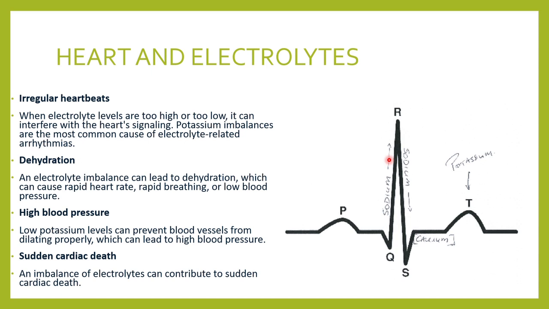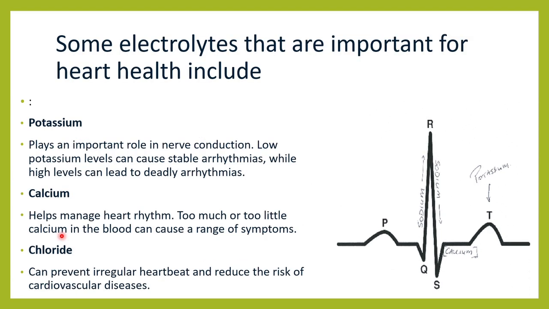Dehydration and electrolyte imbalance: whenever there is dehydration, the patient is having severe vomiting, the electrolyte imbalance will cause the heart to beat very fast, there is rapid breathing and the blood pressure will drop. The low potassium level will prevent the blood vessels from dilating, so the pressure of the blood will rise, so there might be increased BP. Sudden cardiac death can happen because of this imbalance of electrolytes. So these electrolytes play a very important role in maintaining heart health.